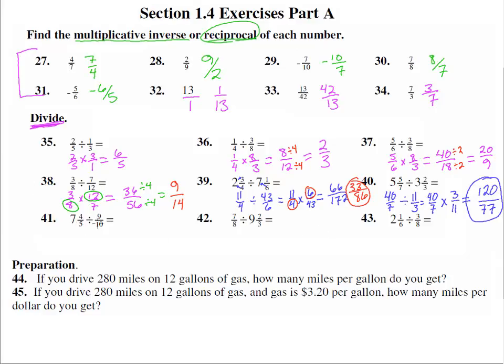7 4/5 divided by 9/10. Only one of them is an improper fraction. So if we're going to be multiplying, we've got to change one of these. Oh, it's a mixed number. We've got to change it to an improper fraction. 5 times 7 is 35, plus 4 is 39. 39/5 divided by 9/10 is the same as multiplying by 10/9.